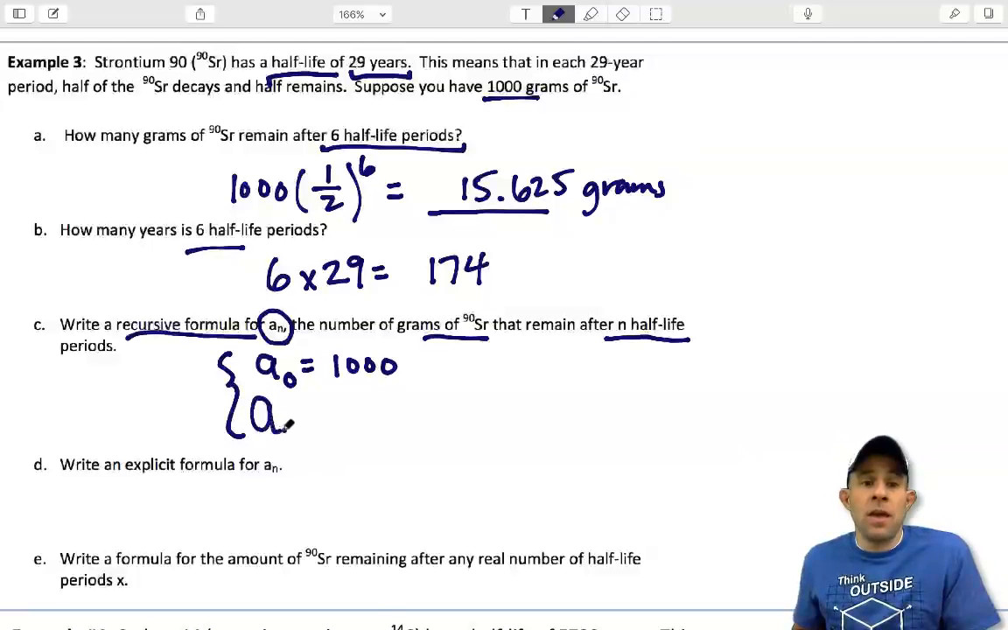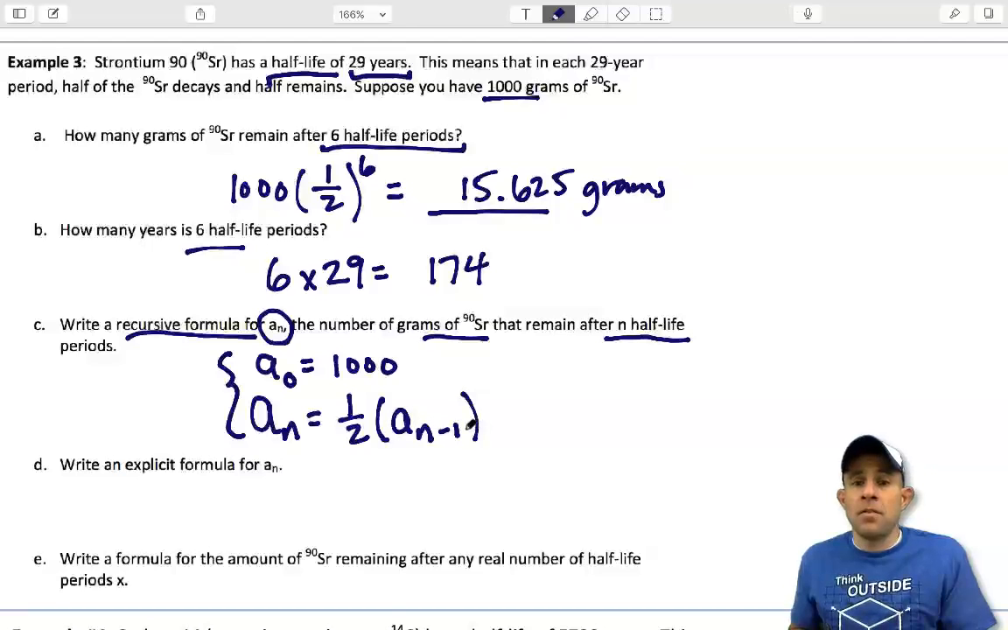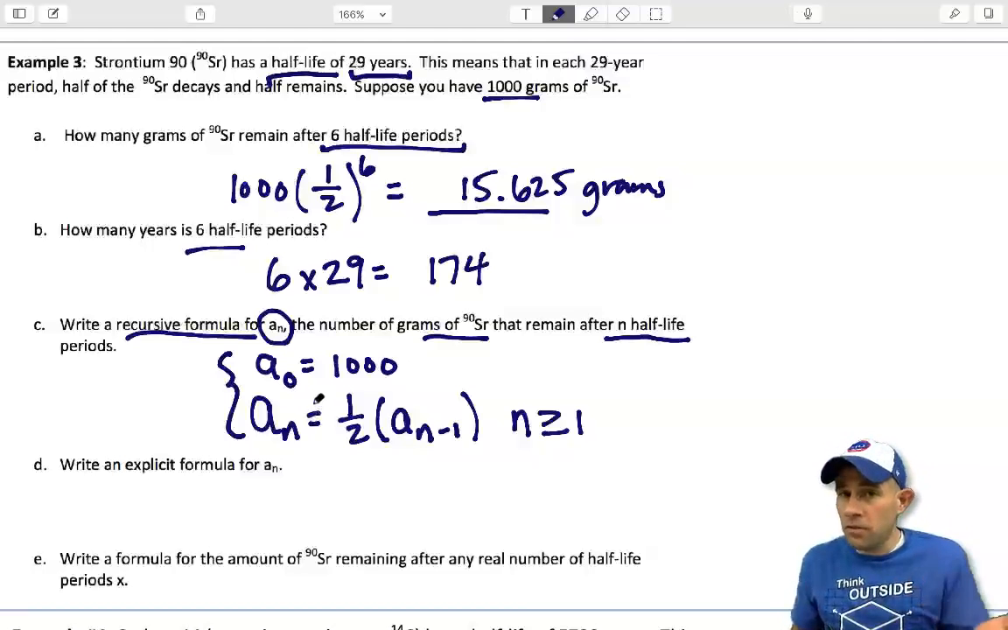So A sub n, my formula now, will be my half, which is my constant growth ratio here, times A sub n minus 1. And this is going to be for all those values where n is greater than or equal to 1. Now remember here, we're starting at 1 because we only have our initial value, and we want to find our first term, starting at our first term, second, third, and fourth.